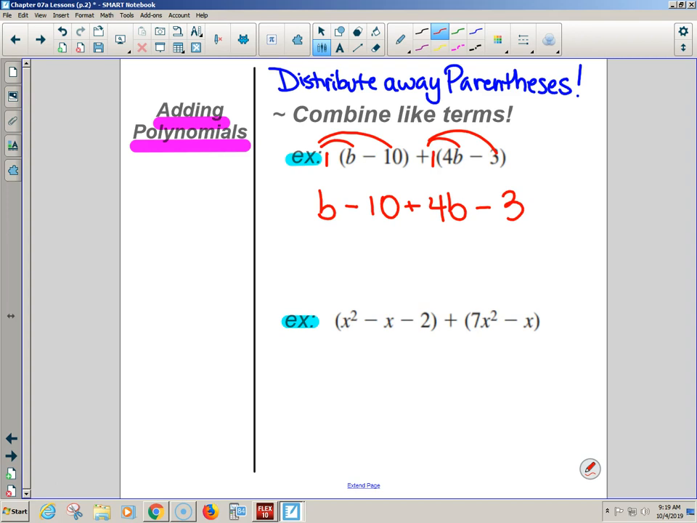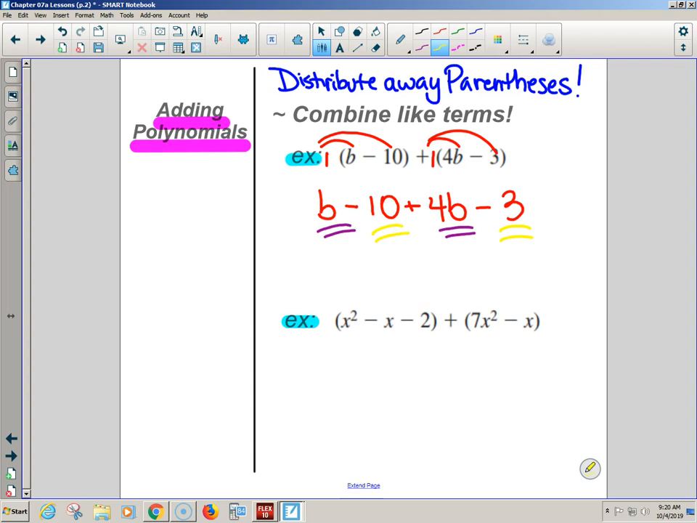Oh, it's the opener from yesterday. Combine the like terms. B's go with B's, and non-B's go with non-B's, right? If I were you, I really appreciate color coding when things get way more complicated. Find your B's and find your non-B's. But here's the place where most mistakes will happen. Focus.